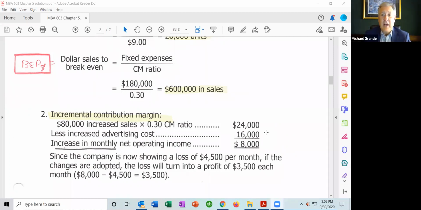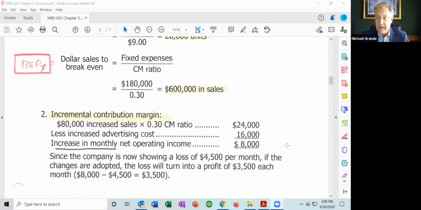30% of every dollar results in contribution margin. So if sales increase by $80,000 and the contribution margin is 30%, that means 30% of $80,000 or $24,000 is the increase in contribution margin. Contribution margin minus fixed cost equals net operating income, right? So contribution margin increased by $24,000.